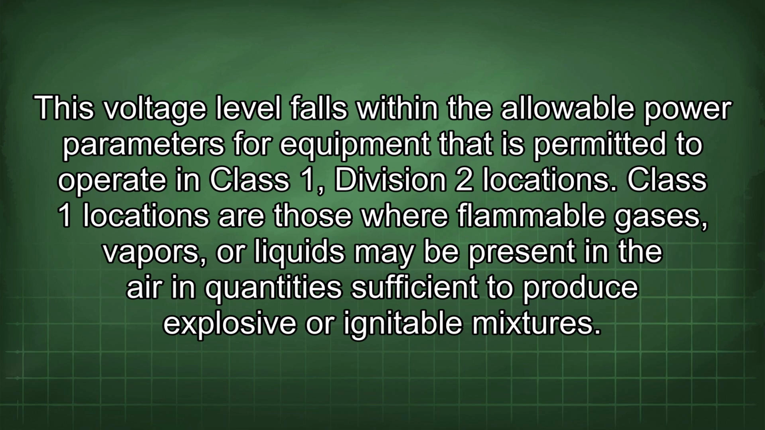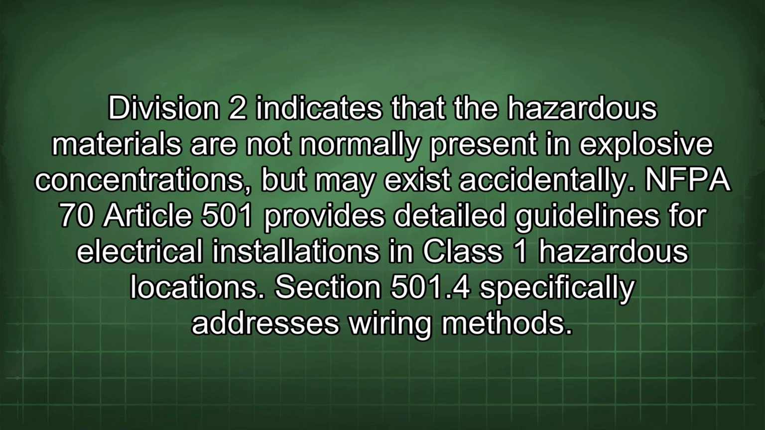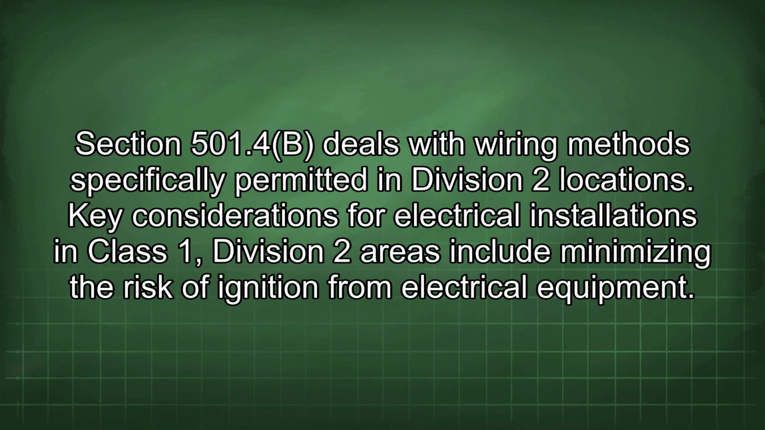Class 1 locations are those where flammable gases, vapors, or liquids may be present in the air in quantities sufficient to produce explosive or ignitable mixtures. Division 2 indicates that the hazardous materials are not normally present in explosive concentrations but may exist accidentally. NFPA 70 Article 501 provides detailed guidelines for electrical installations in Class 1 hazardous locations. Section 501.4 specifically addresses wiring methods. Section 501.4(B) deals with wiring methods specifically permitted in Division 2 locations.